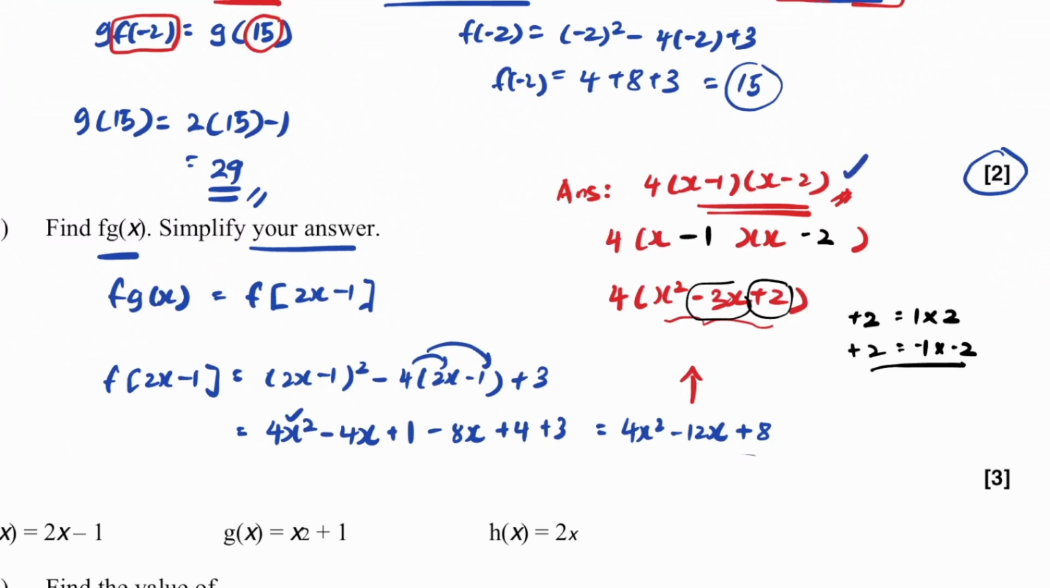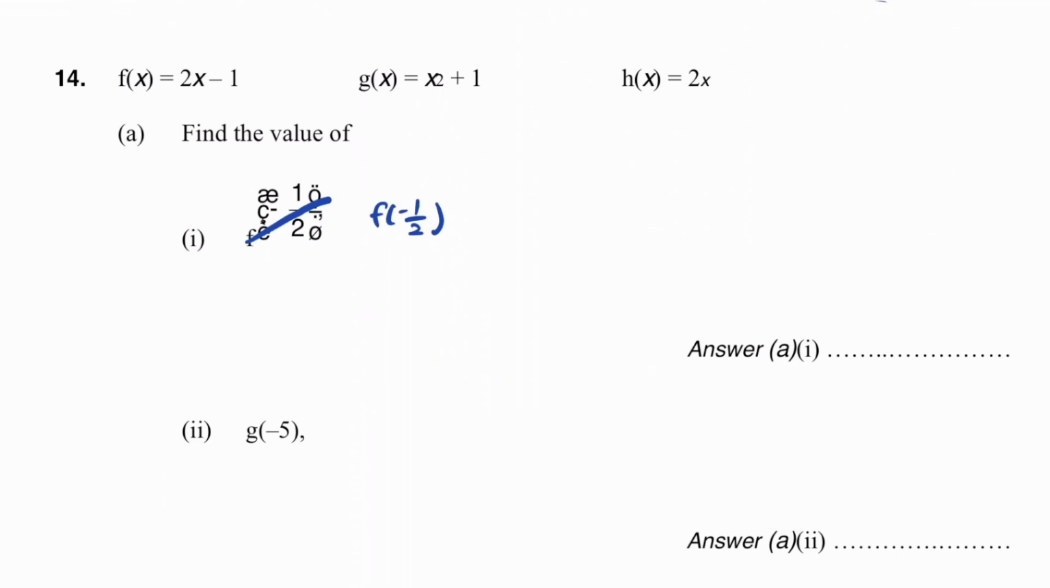Let me just erase this part. You can further simplify your answer in this regard. The next question asks for f of negative 1 over 2. Very simple, just substitute negative half into your main equation over here. So 2 times negative half minus 1 is negative 1 minus 1, that should be negative 2. So you should have negative 2 as your answer.